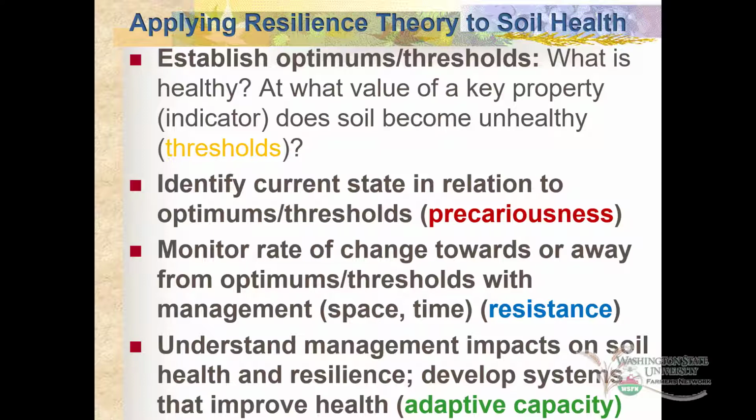What's the current state in relation to those? Where are we in relation to those thresholds that we're trying to look at and define? That's kind of precariousness. And then monitoring the rate of change, that's kind of the resistance. The resistance can be, okay, how slowly or rapidly is that property changing and approaching a threshold, either towards it or away from it? Both of those are important characteristics to think about in terms of soil health. And then coming back to this concept of adaptive capacity, what kinds of management impacts do we have on health and resilience? And can we develop systems that improve health? What do they look like? And so those are the options basically available.